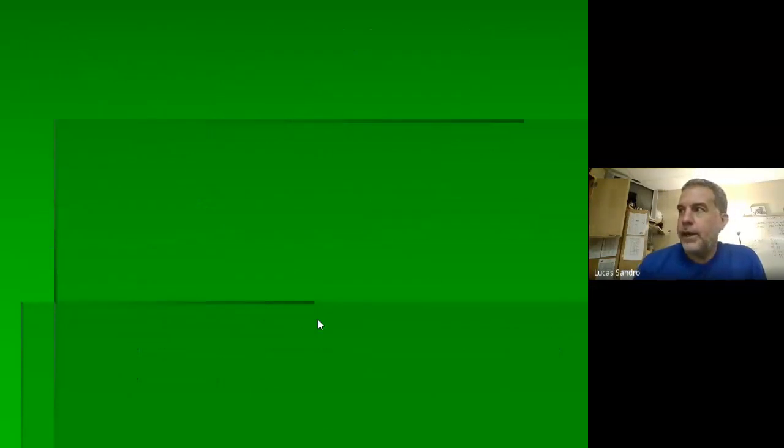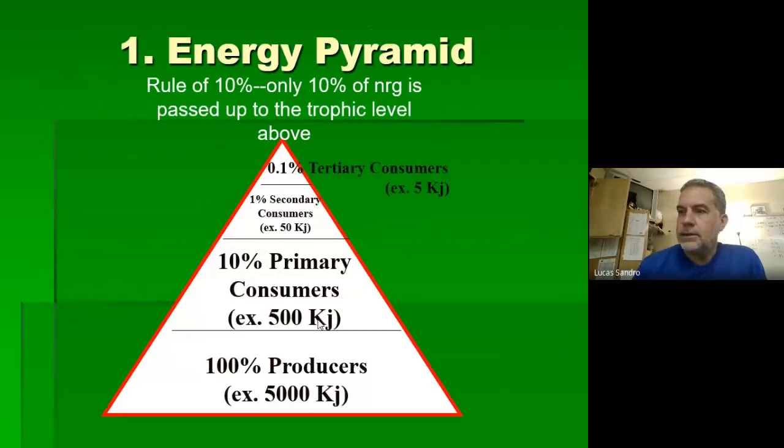You will notice that it's exactly 10% that's making it from one level to the next. That's called the rule of 10%. And so that means 90% of the energy is being lost from one trophic level to the next. 90% of the energy was used for life processes and is not available to whoever's eating the level below it.